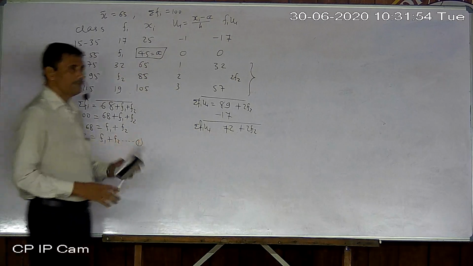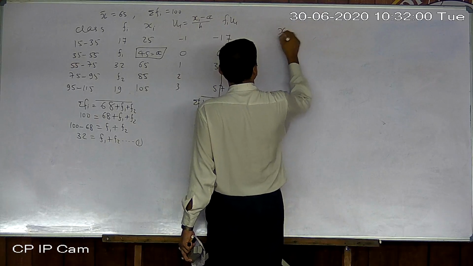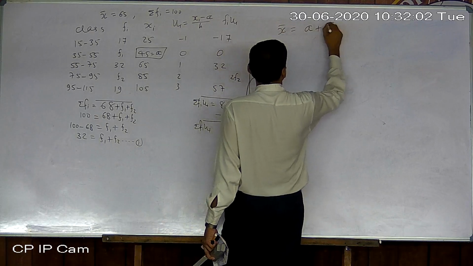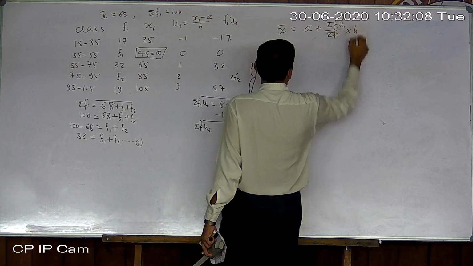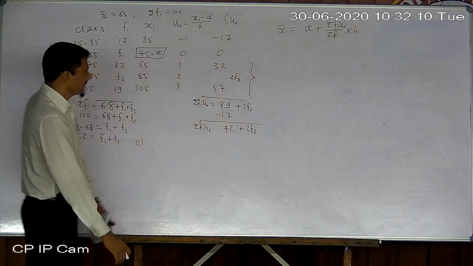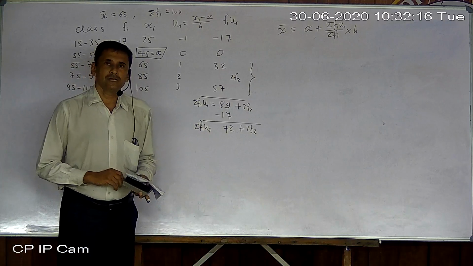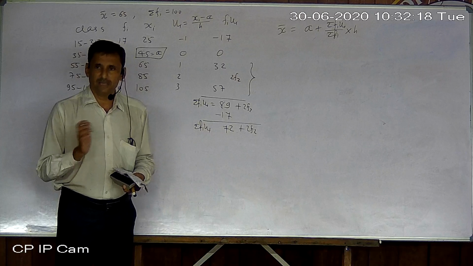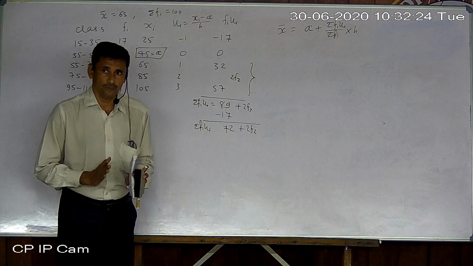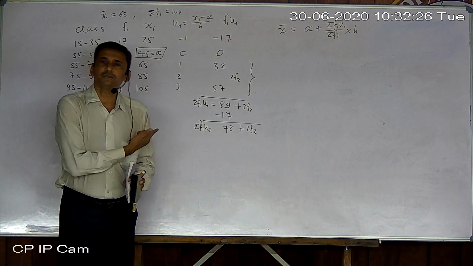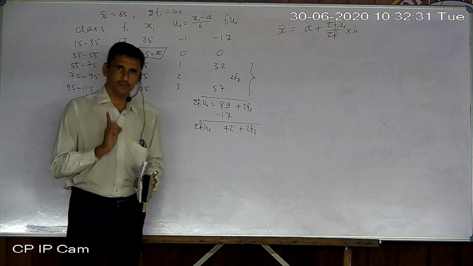Now our formula. x bar is equal to a plus sigma fi ui upon sigma fi, into s. Step deviation method. Now don't ask whether it is solved by the direct method or the assumption method or not. Yes, I don't say no. I am saying yes, but this is preferable. Any method you can apply. So keep this in mind.